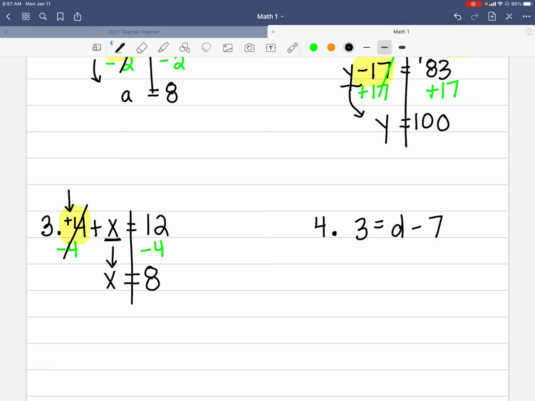All right, so again in this situation, I'm solving for the variable d, and we want to inverse that minus 7. If we inverse the minus 7, that's going to be plus 7, because right now it's minus 7. We're going to do the opposite. We now have negative 7 plus 7, that's going to be 0. And we have d equals 10. We can check that. 10 minus 7 does equal 3.